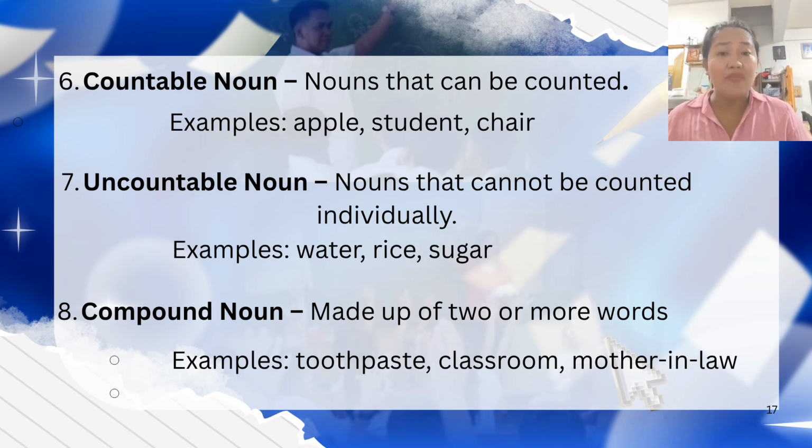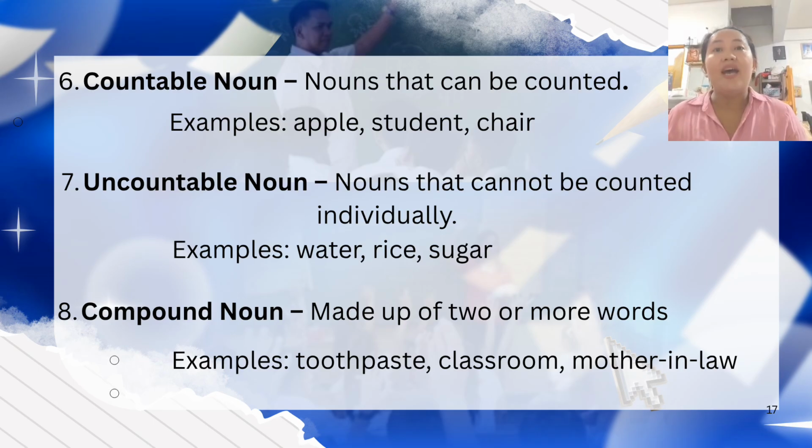And the last type of noun is the compound noun. A compound noun are made up of two or more words that form one noun. For example, toothpaste, classroom, a mother-in-law.